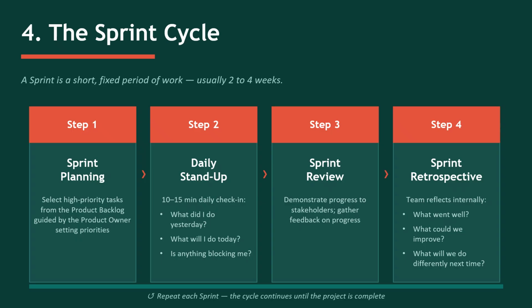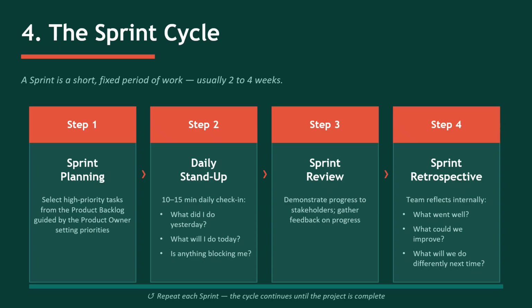4. The sprint cycle. Here we get to the meat of the Scrum approach, the sprint. A sprint is a short, fixed period of work, usually 2 to 4 weeks, but it can be shorter for very urgent projects or longer for large capital investment projects. Each sprint comprises 4 steps. Step 1. Sprint planning. At the start of each sprint cycle, the team chooses a small set of high-priority tasks to complete during the sprint. They will be guided in this by the product owner, setting the customer's priorities.